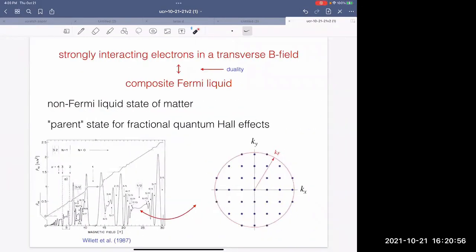All right, so the summary, the physical picture here, is that strongly interacting electrons in a transverse magnetic field have an alternative description in terms of this composite Fermi liquid. And this composite Fermi liquid is apparently a non-Fermi liquid state of matter, and we can understand it as a parent state for these fractional quantum Hall states, which go beyond Landau theory. Okay, are there any questions about this idea?